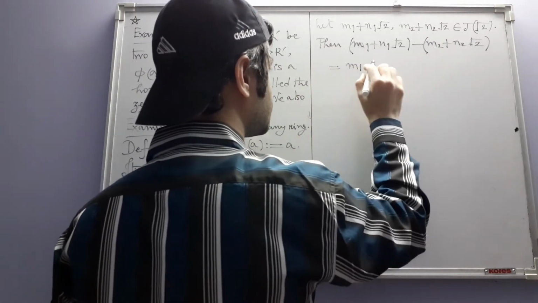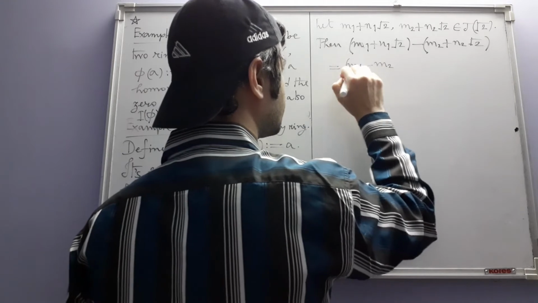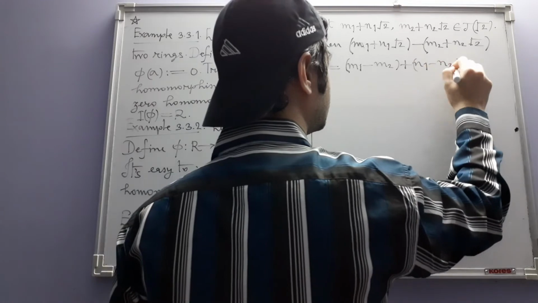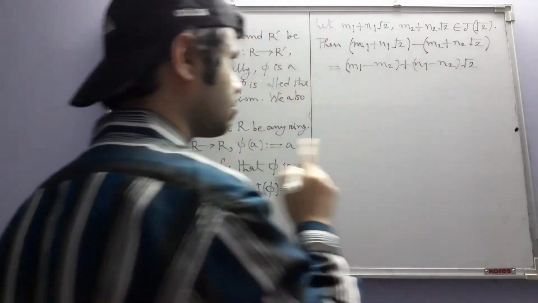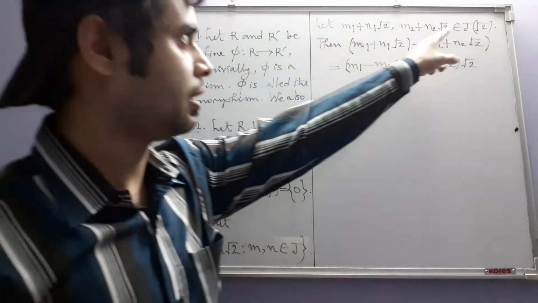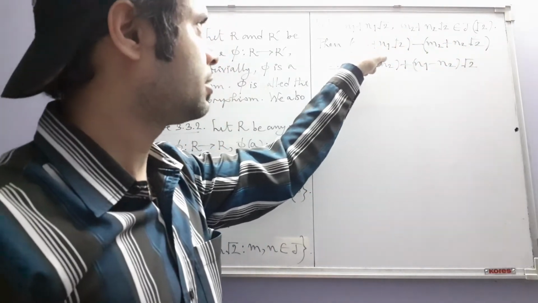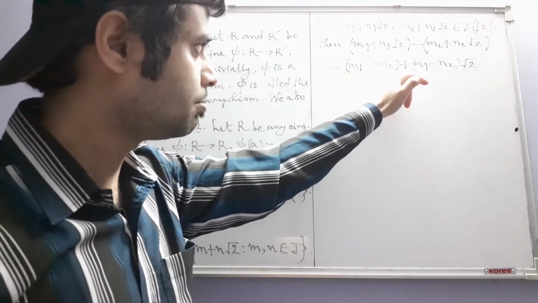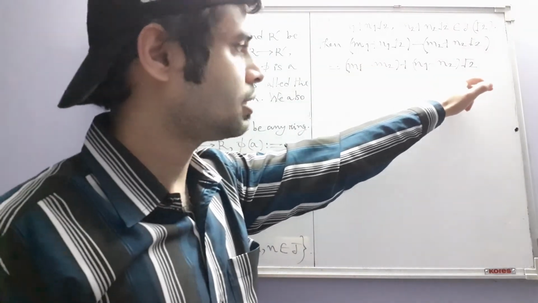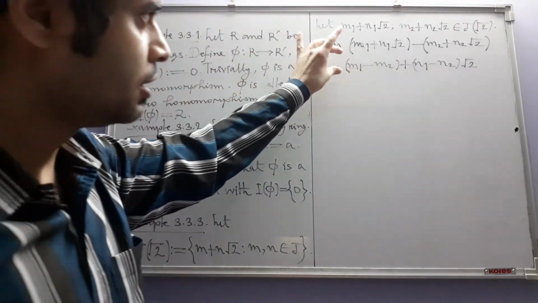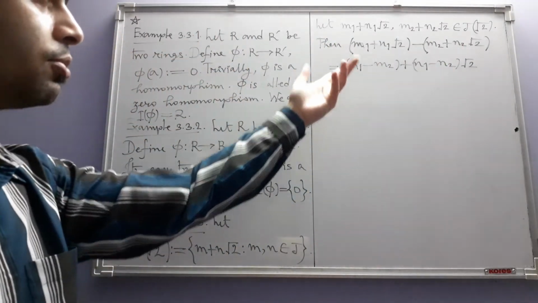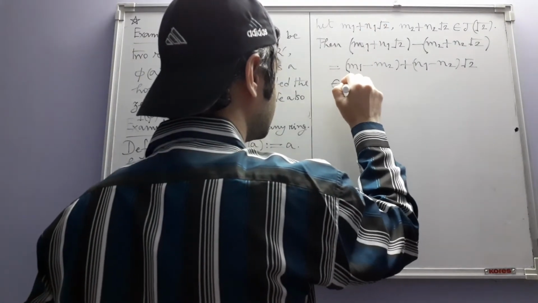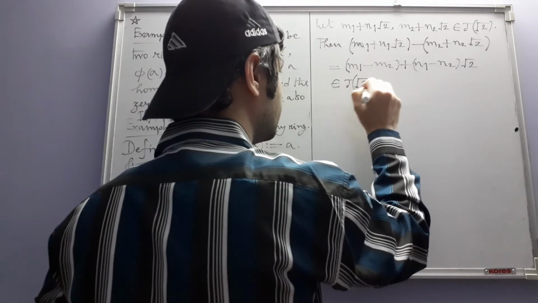This can be written as m1 minus m2 plus n1 minus n2 times root 2. Now look at this. Because these are elements in J root 2, m1, n1, m2, n2 are all integers. So m1 minus m2 is an integer, and so is n1 minus n2. That means this number again has the form to be an element in J root 2. So that's why it belongs to J root 2.